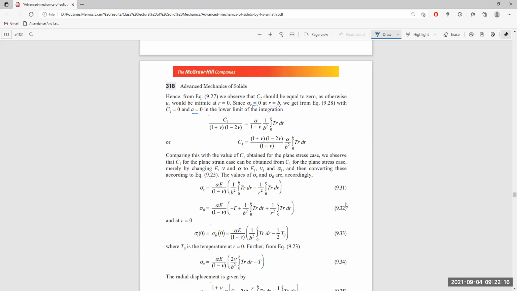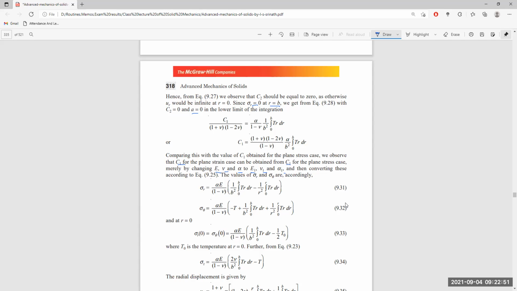Now, with this value of C1 obtained in the plane stress case, we observe that C1 for the plane strain is then obtained from C1 for the plane stress, just by changing E, nu and alpha to E1, nu1 and alpha1. Then converting this equation, the values of sigma r and sigma theta are given right here. Sigma r and sigma theta are equal to alpha E and 1 by 1 minus nu.